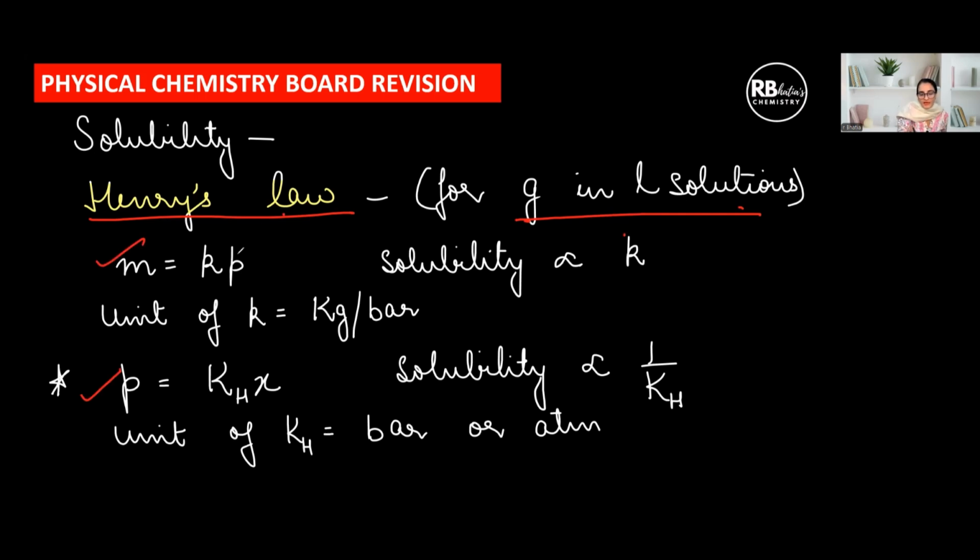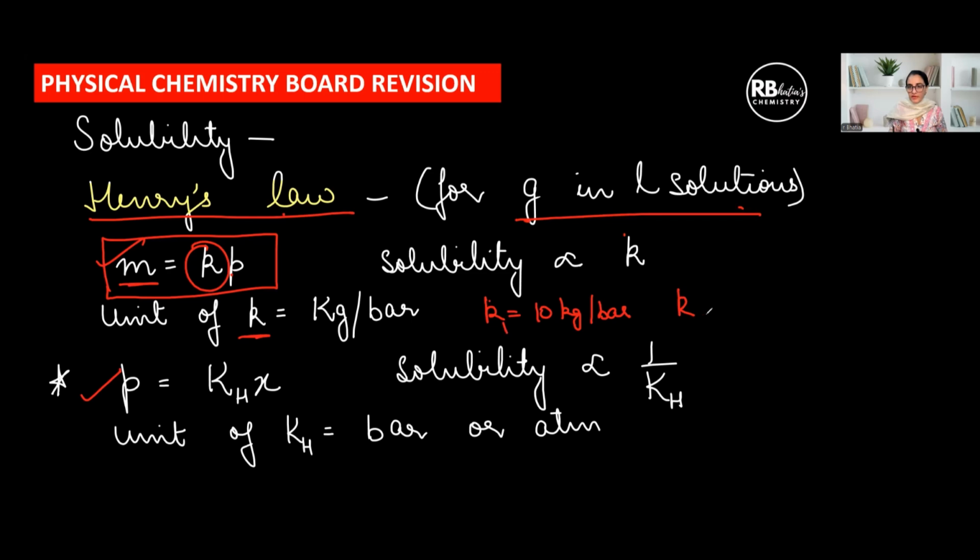Two formulas are given in NCERT. What you have to be careful about, if this formula is used, the unit of K is going to be obviously kg per bar. And suppose I give you that a particular gas has K 10 kg per bar, this is only if they choose to give you an applied question, a difficult question. And K2 for another gas is 5 kg per bar. And if I ask you which is more soluble, you understand solubility of this is directly proportional to K. So this is going to be the more soluble gas. Okay, this is if they ask applied.